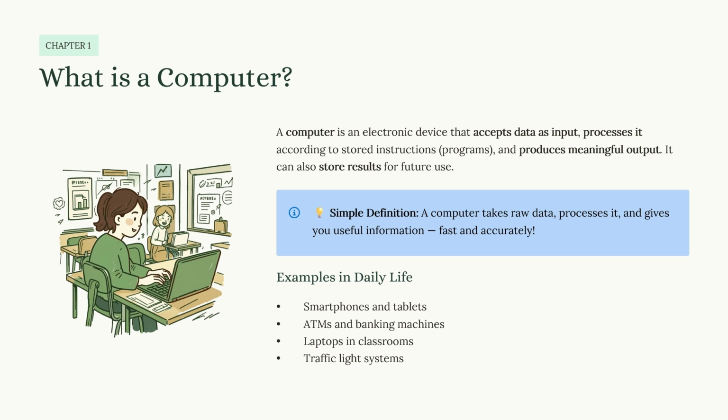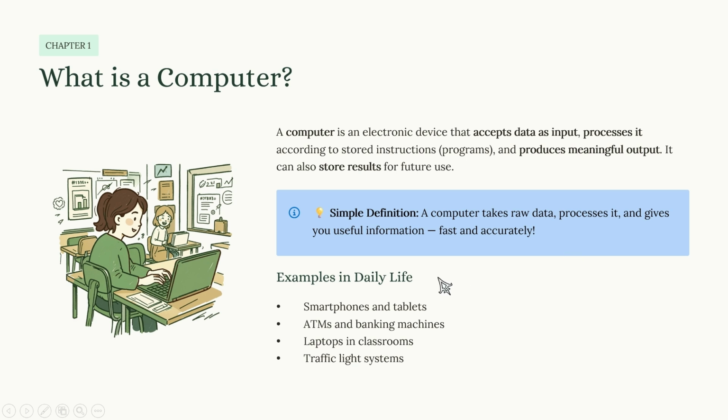What is a computer? A computer is an electronic device that accepts data, processes it, and produces useful information as output. In simple words, a computer is a machine that follows instructions very quickly and accurately. Let's understand this with an example.